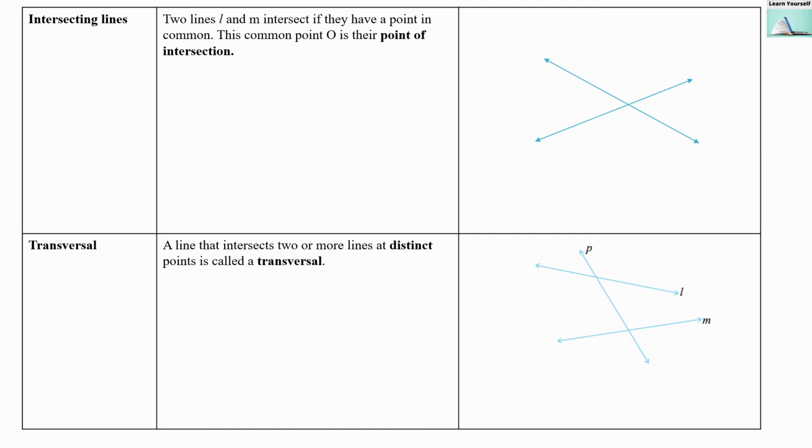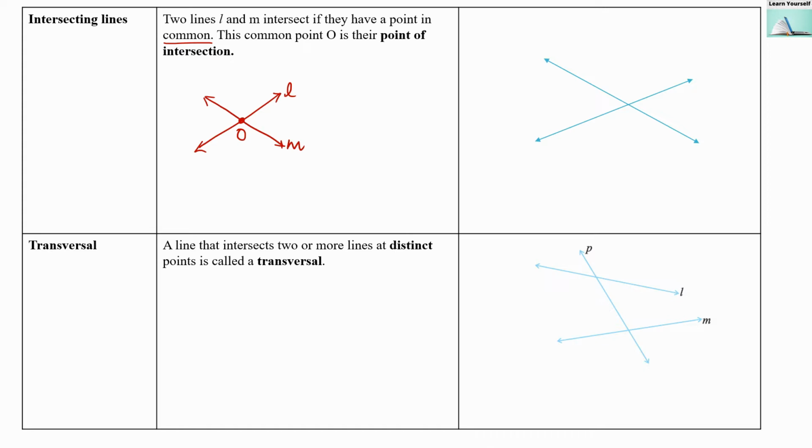What is the meaning of intersecting lines? When two lines, line L and M, intersect, if they have a point in common, so they are intersecting with each other at one particular point. Now these lines are said to be intersecting each other at one point. So they are known as intersecting lines.